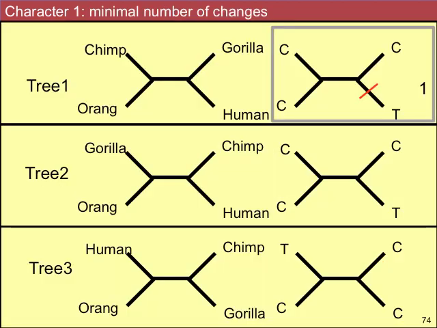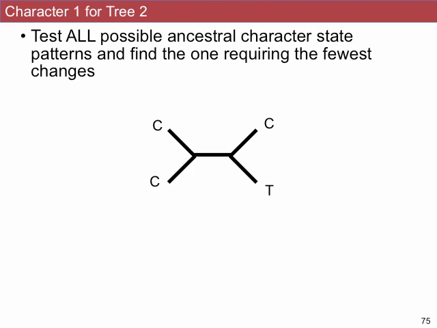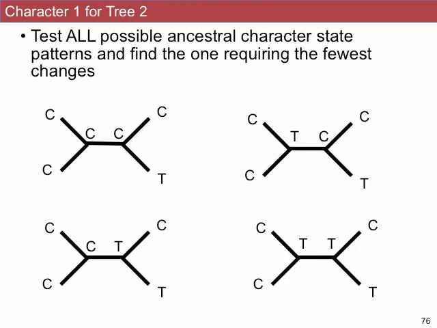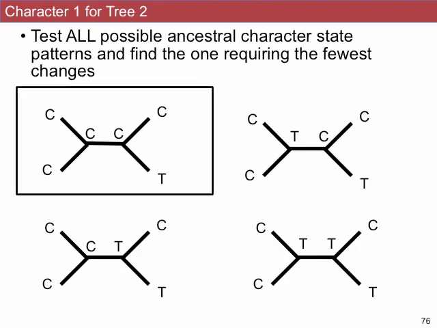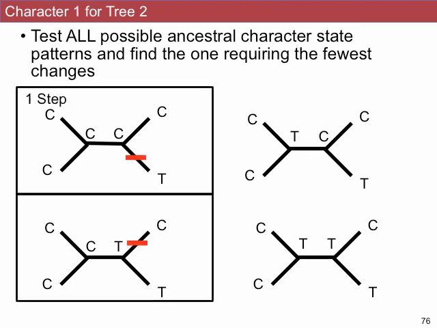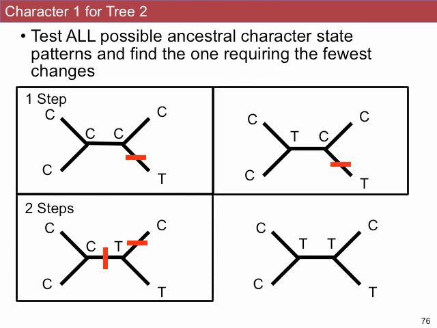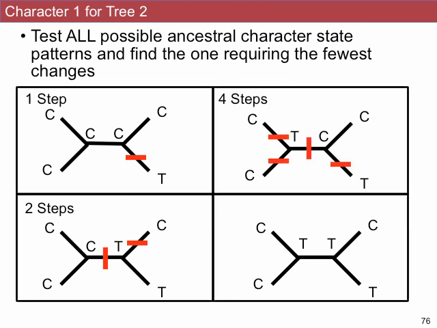And we go through tree 2, how many are required for this one? 2. 2 steps. This one's a mess. 4 steps. 3 steps. Again, you just look for the nodes, and if there's a difference in character state between any of the nodes, you have to draw a tick mark and hypothesize a change. So now we want to know which one is the best. That's the one requiring the fewest changes.